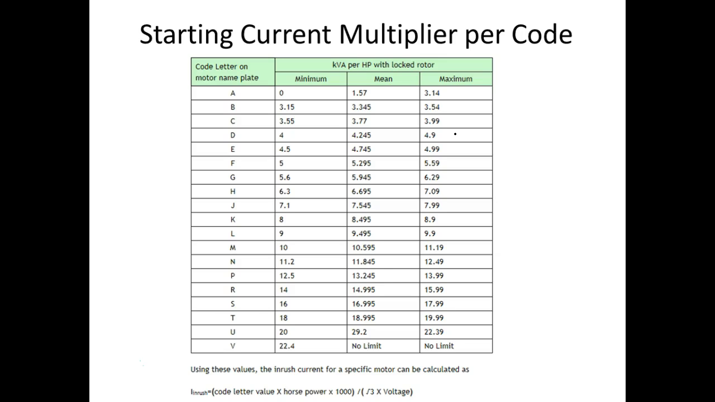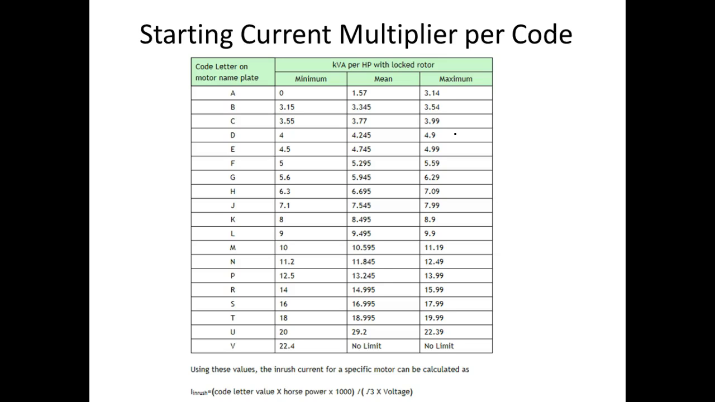Typically, a minimum of 9 and a maximum of 9.9. So normally we try to use that, and if you've got a V on there, those motors are not limited. Those are the ones that are going to pull like that. No limits. So this is the information they provide on the nameplate.